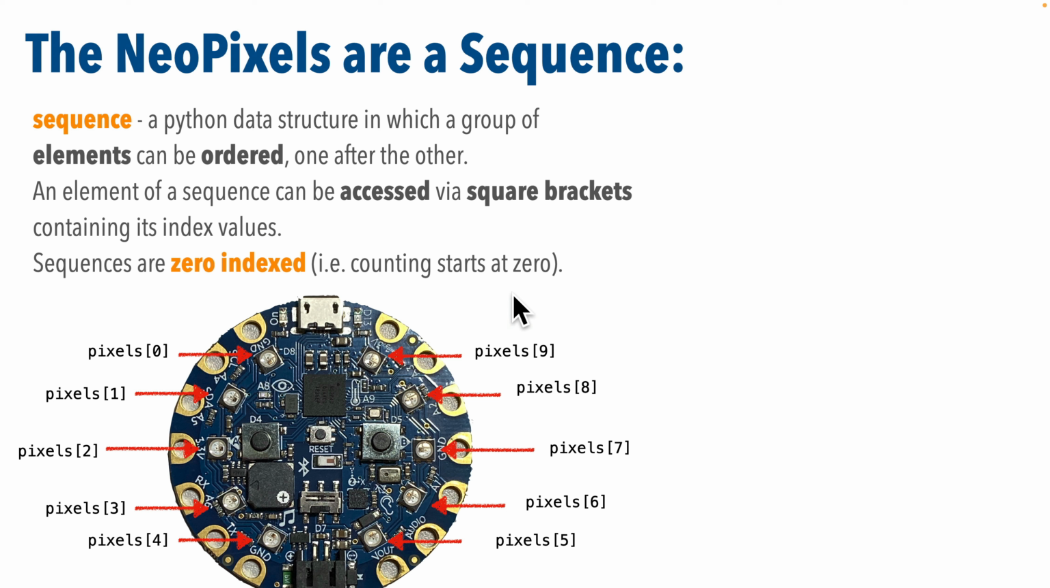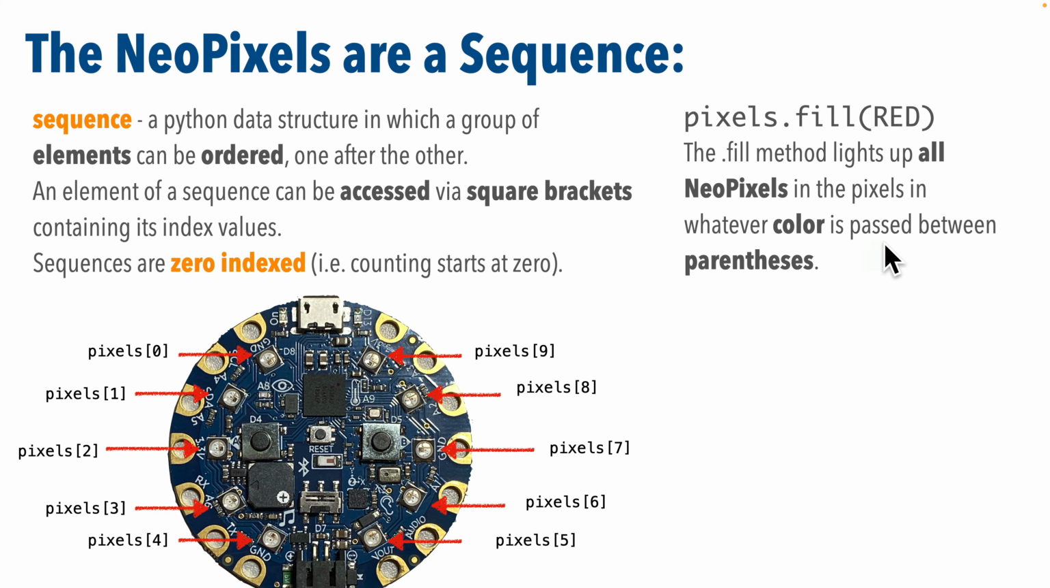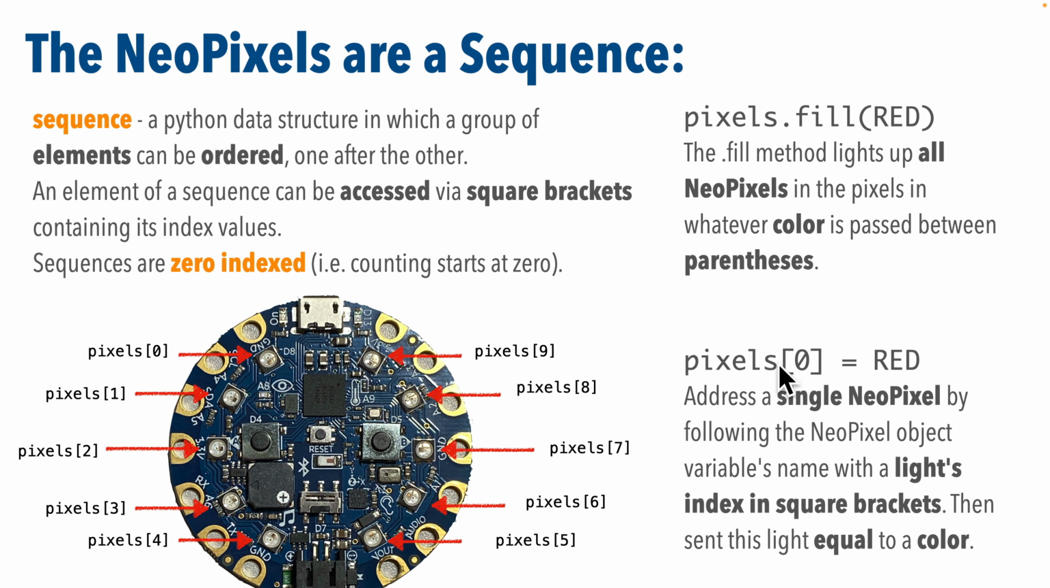Also, it's worth noting that we light up NeoPixels differently, whether we want to light them up all at once or one at a time. To light up all NeoPixels at once, we use the fill function, passing in a color between the parentheses. But to light up a single NeoPixel, follow the NeoPixel variable name with square brackets containing the index of the single light that you want to turn on, then set that equal to, so we use equal here, a color.